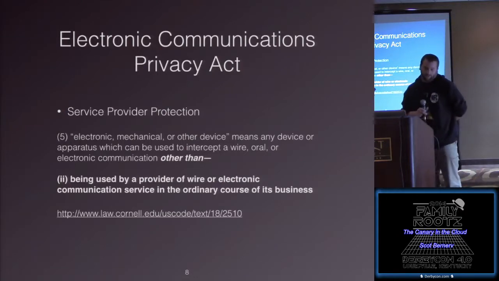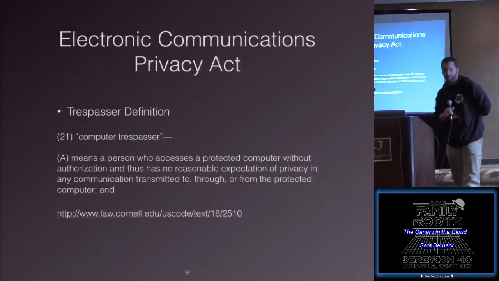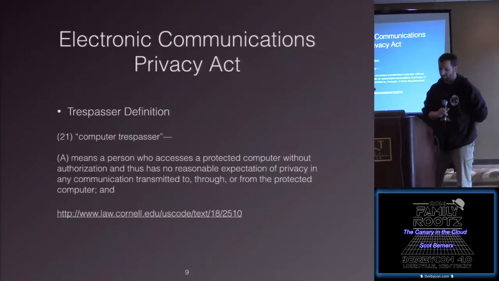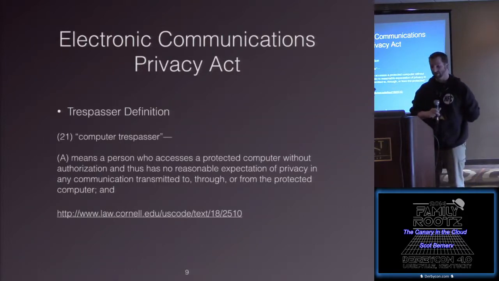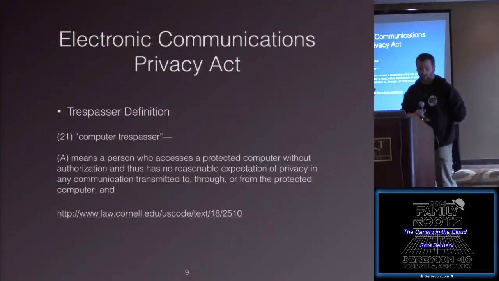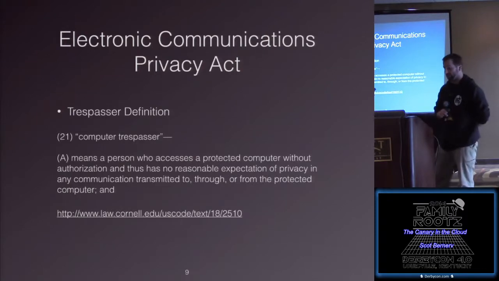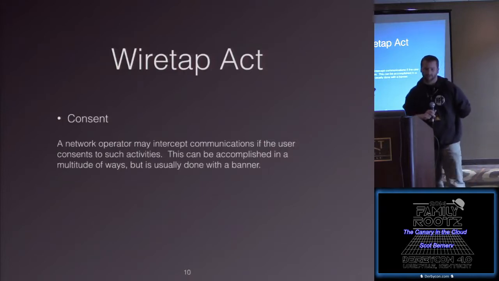If that doesn't convince you, later on they have the next definition, which is a computer trespasser. And if you read that, it says that a trespasser is a person who has breached a boundary to protect a computer without authorization and thus has no reasonable expectation of privacy. So it kind of covers that. The next portion of that code, there's a whole section that's referred to as the Wiretap Act. And the gist of this is that you need to have consent. So it may sound like a bigger problem than it is, but it's relatively simple.